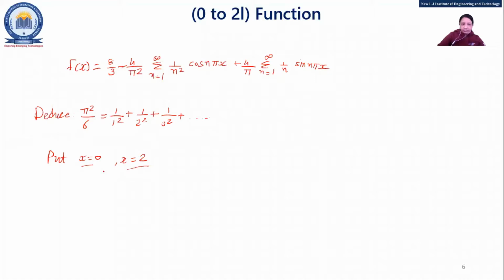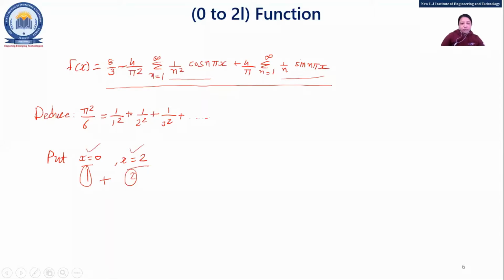Fine. So at that time what you can do? For x equal to 0, you will get one equation. For x equal to 2, you will get a second equation. Then add those two equations, and you will get your final answer. This is our final series, that is the Fourier series. In that one, put x equal to 0 and x equal to 2, and also put n equal to 1, n equal to 2 for the first term and obviously for the second term. So you will get your answer.